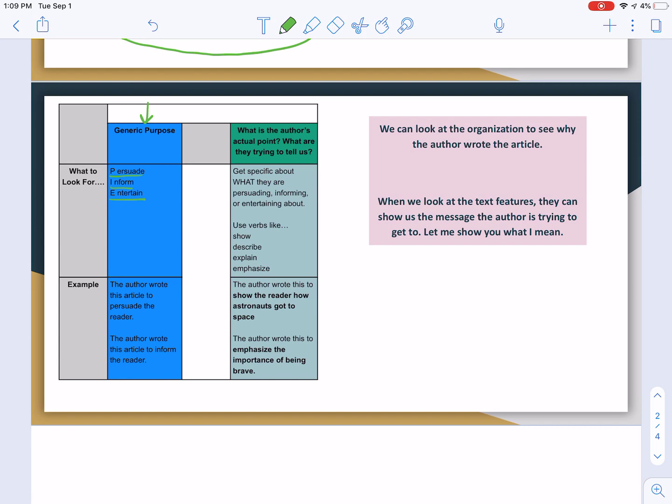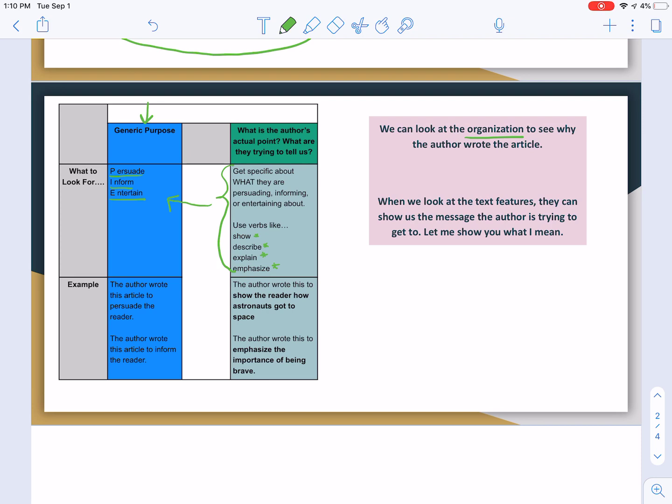But the way that we get there is by looking specifically at the details in the organization that they include. So what organization or order is the author presenting ideas, and how does this show us that they're actually being persuasive, informative, or entertaining? We're going to use author's purpose verbs like to show, to describe, to explain, to emphasize, so that we can get to our point even stronger.